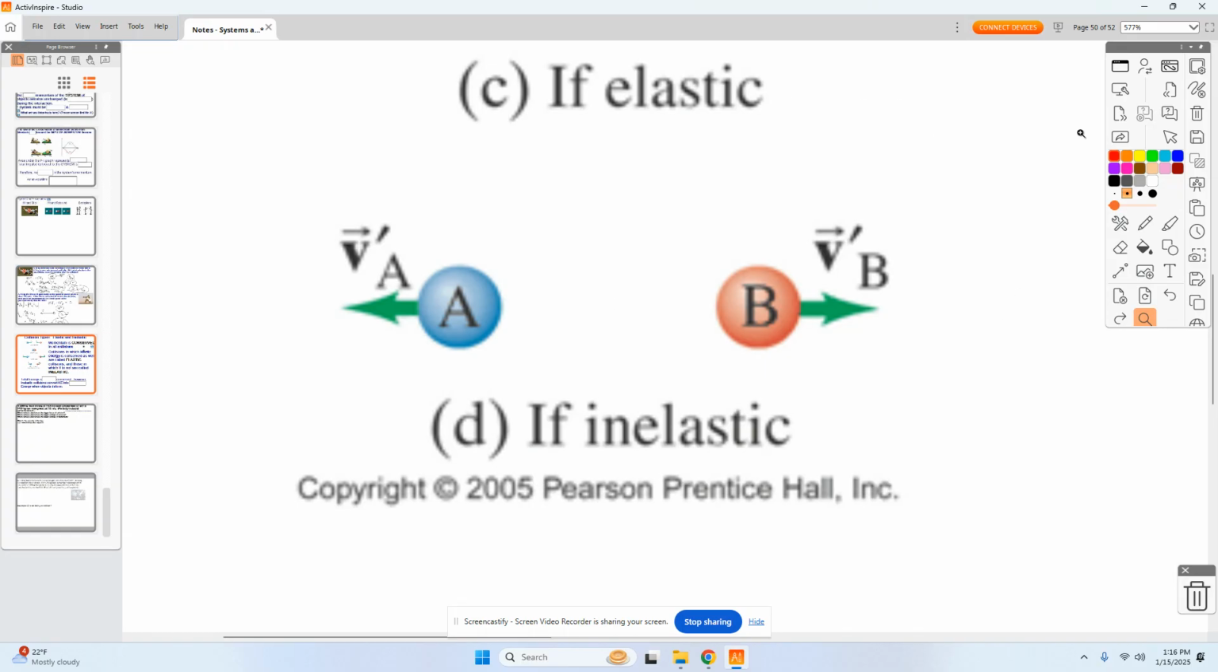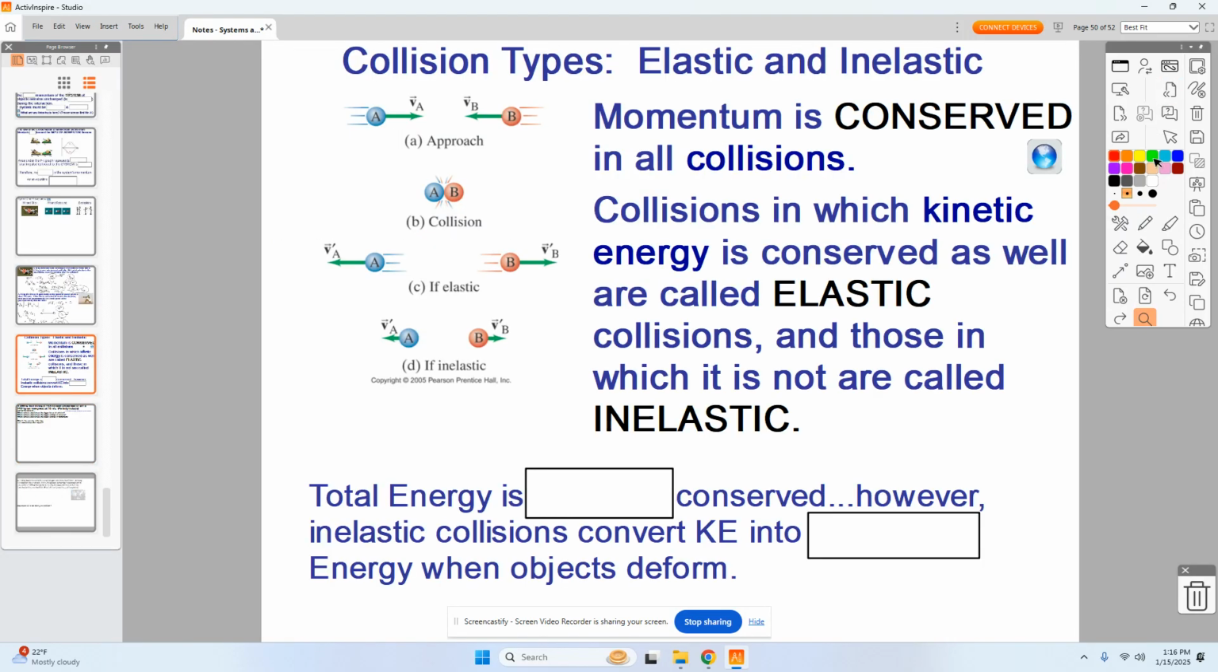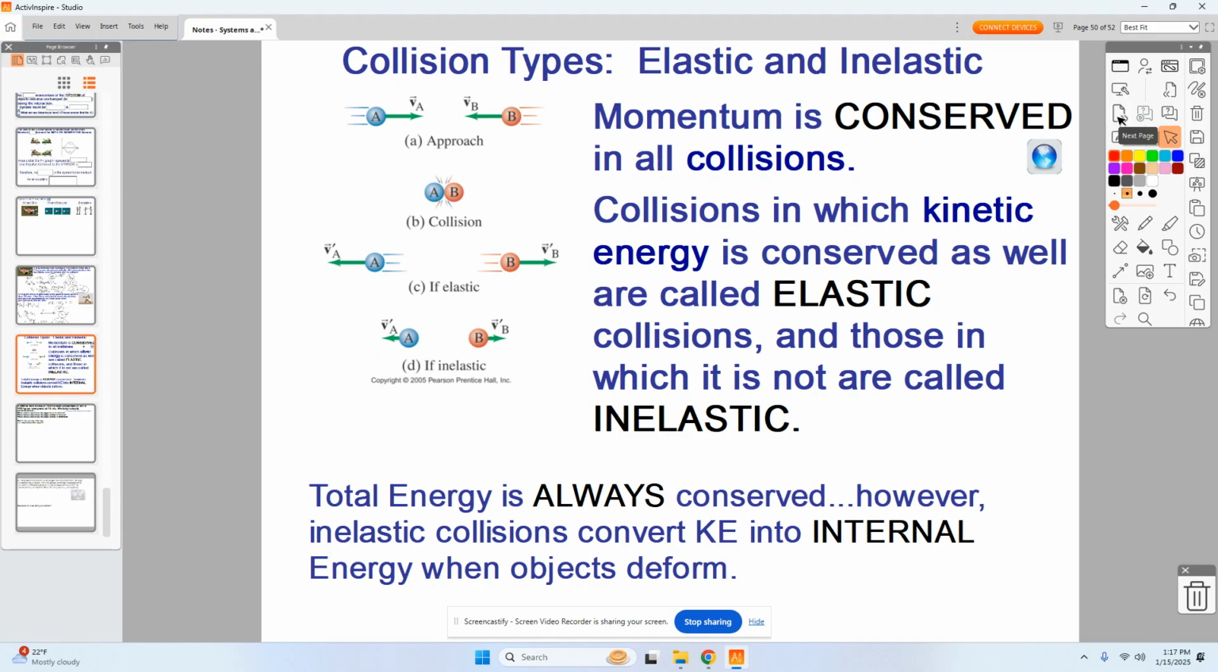So whether or not things are elastic or inelastic depends on the amount of kinetic energy that's conserved. Total energy is always conserved. Wherever that energy goes, the kinetic energy is turned into internal energy when objects deform. So this is about whether or not we conserve kinetic energy.